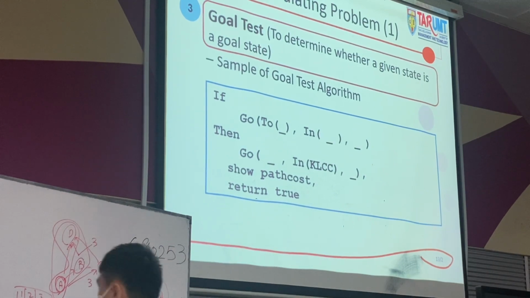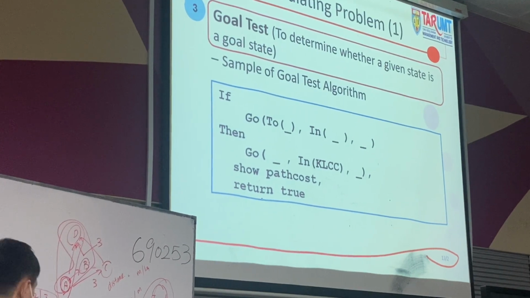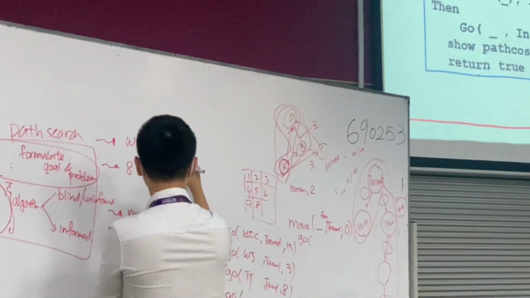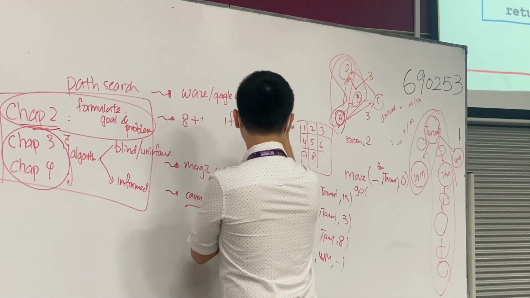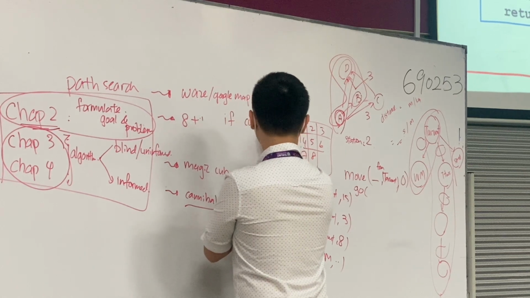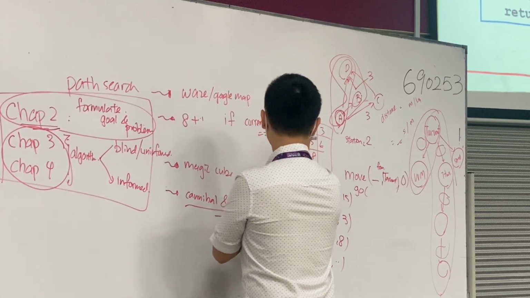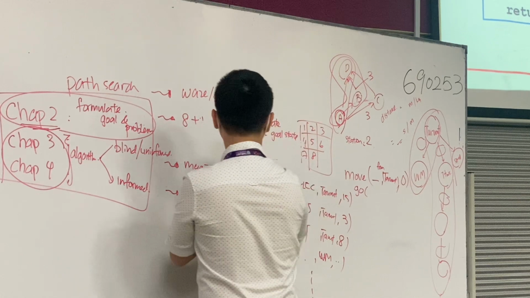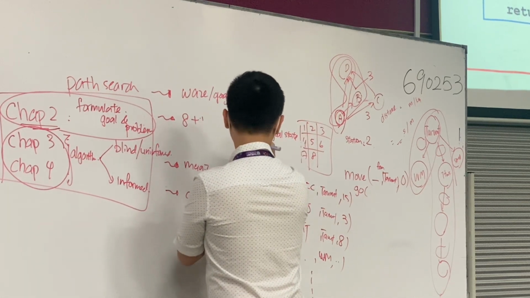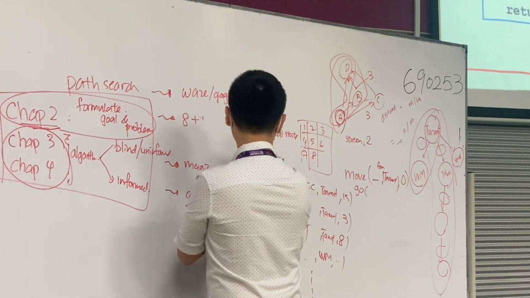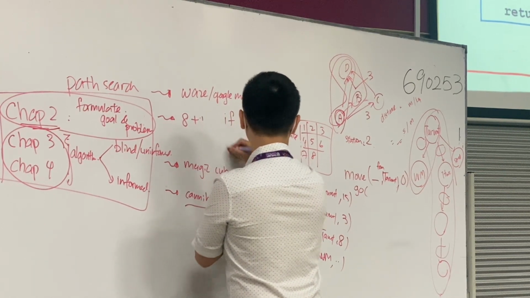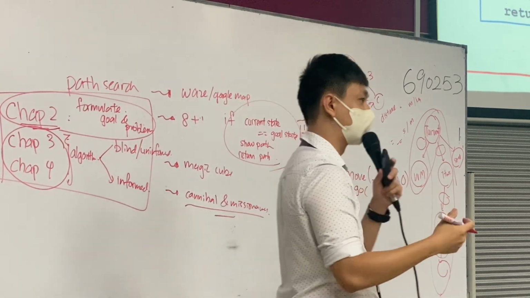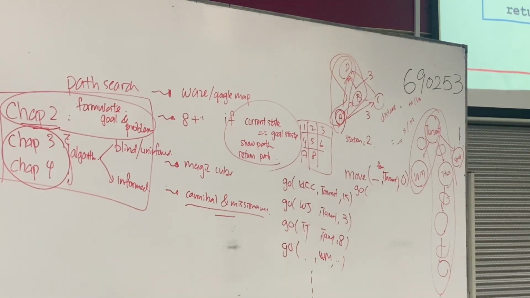For example, you can check if the current state is equal to the goal state. If yes, then you show the path, or you return the path. So this is one example of how you can define the goal test. Normally we use an if-else statement.